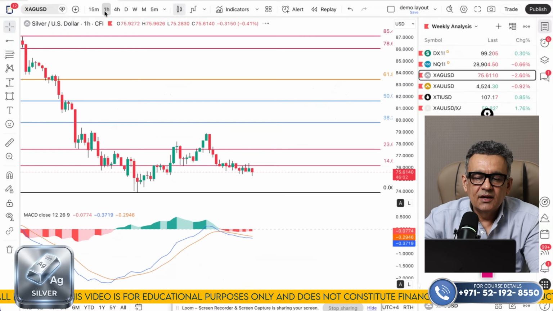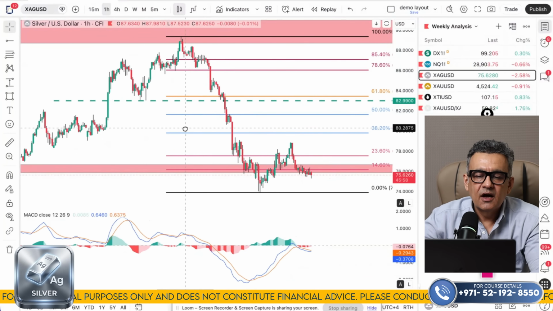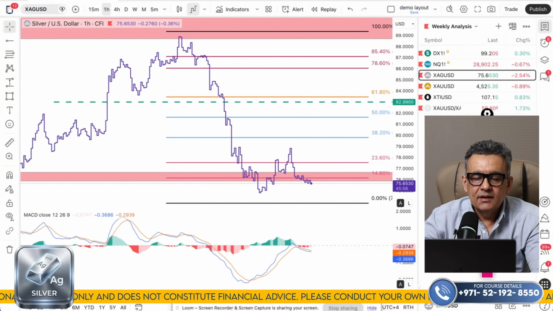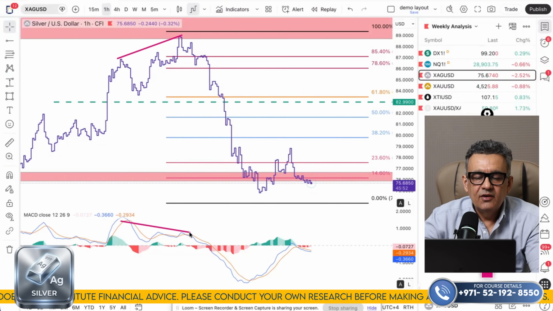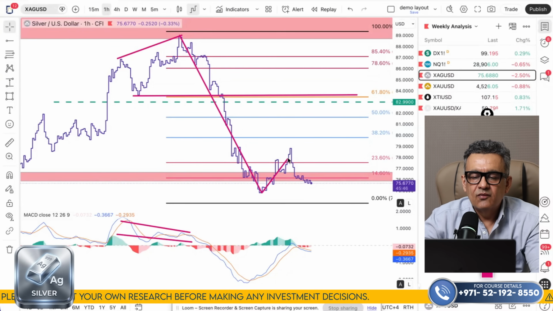Now switching to the 1 hourly frame here. On the hourly frame, I can see that during the downward leg, we got the bearish divergence on the top. This is the divergence, and the sellers completed the breakout structure. And after breaking the structure, now we are waiting for the pullback. We are waiting for the retracement.